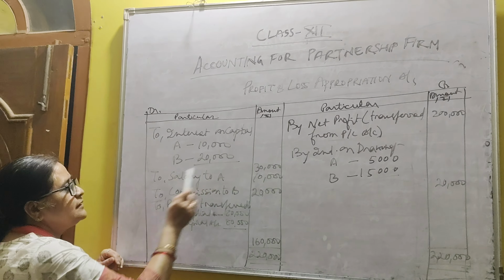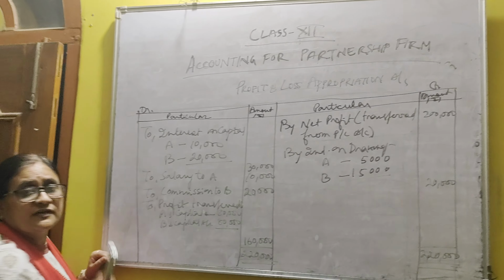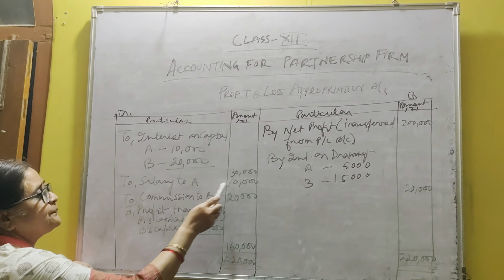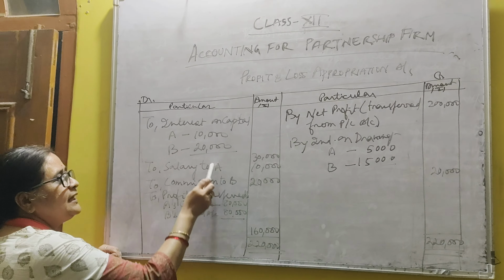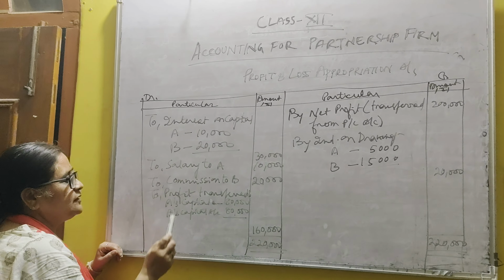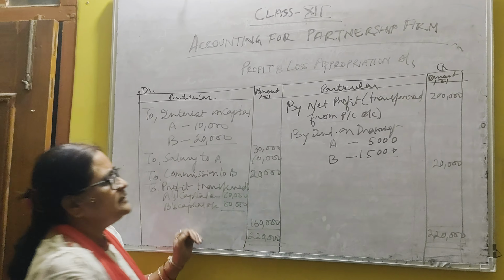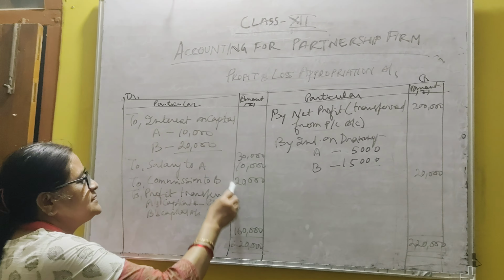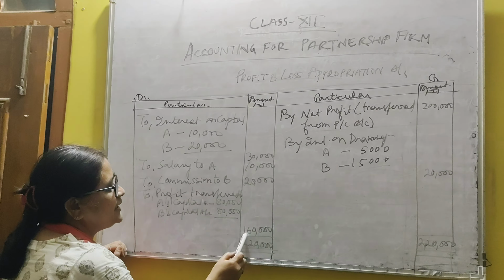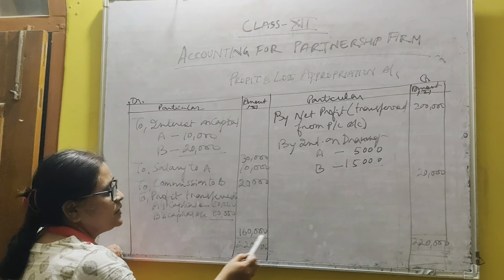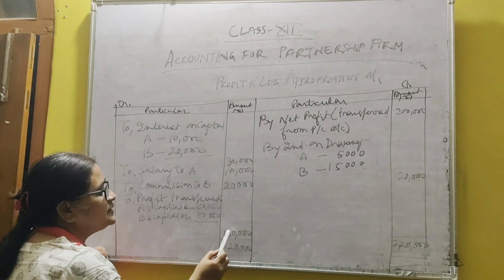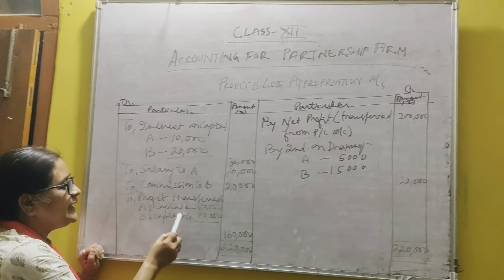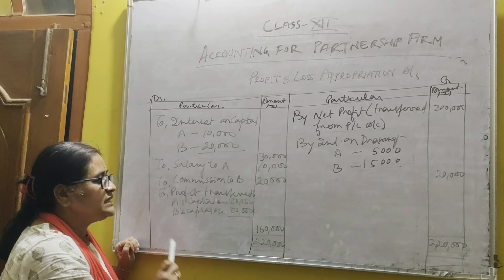Interest on capital paid. Now salary to A, if given in the question, then only you have to write 10,000. Commission to B. A and B are partners. So 20,000. Now this total of credit is 2,20,000 and debit total is 60,000. We will deduct that and we will get 1,60,000. So 1,60,000, this has to be divided between A and B in the profit sharing ratio.